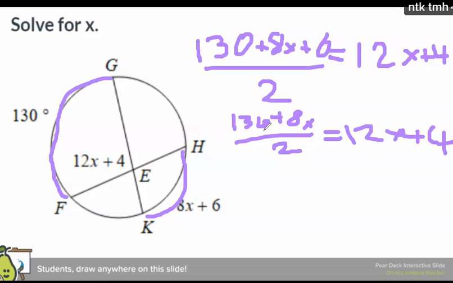So 136 divided by 2. I think it's going to be 68, but let me make sure. Yeah, so it's going to be 68. And then 8x divided by 2 is 4x. So I'm going to have 68 plus 4x is equal to 12x plus 4. So you guys who solved by multiplying on both sides, you should come out with the same answer. Okay. So 12x plus 4. There you go.